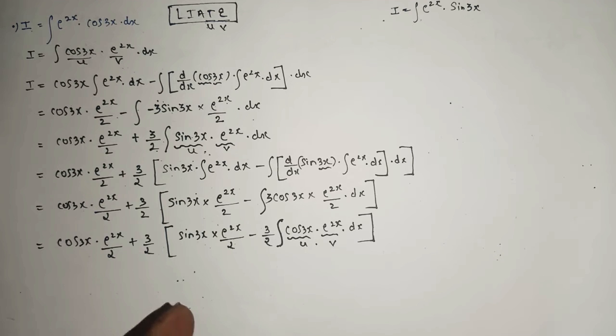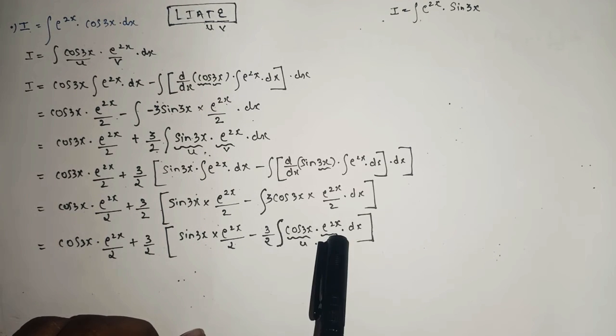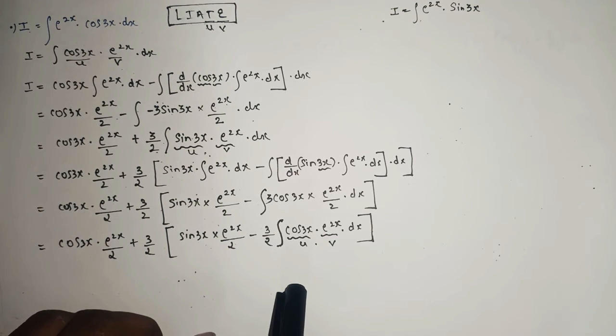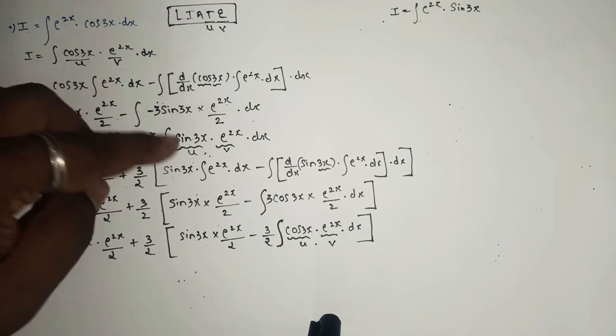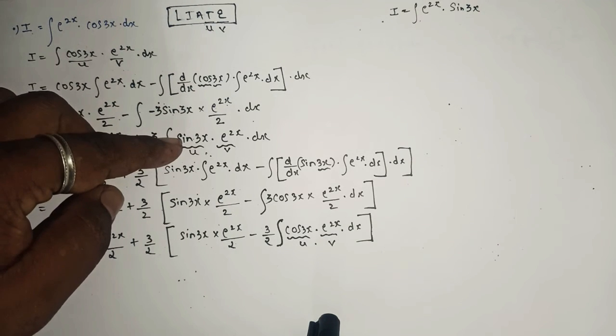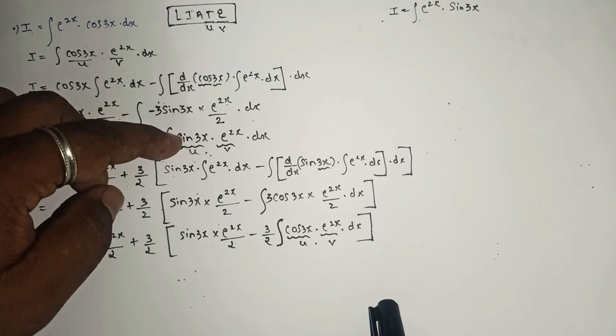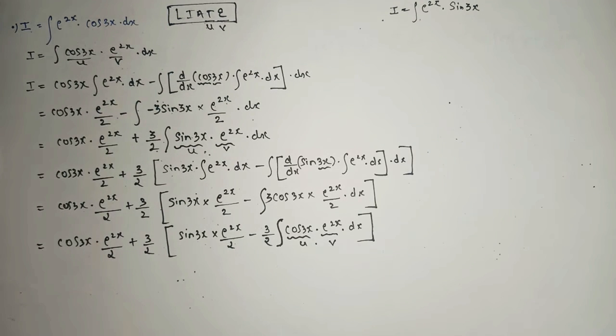If you don't break the loop, what will happen? Again you have to solve this section as u into v. So somewhere you will get again sine 3x into e raised to 2x. Again you have to solve that section as u into v. So this process will continue, so we have to break the chain. Now we'll see how to break the chain.